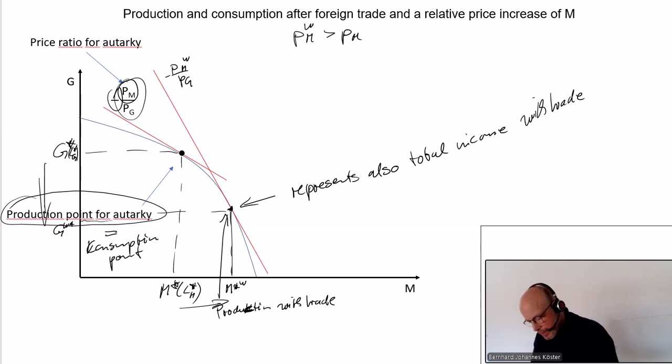What is this income? This income is, as always, price times quantity. So PM times MW star, what we are now producing, multiplied with the selling price, plus PG times GW star.